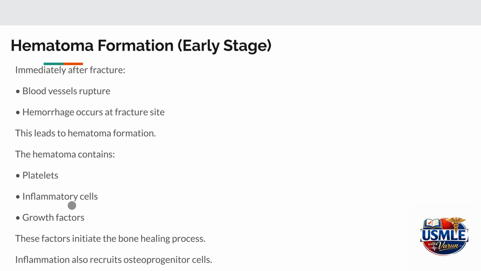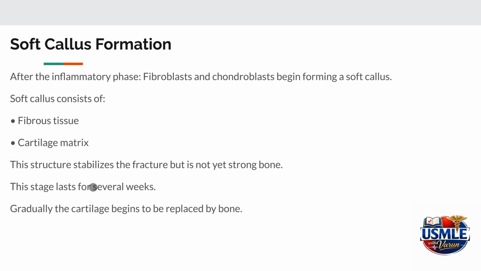and growth factors. These substances initiate the healing process by stimulating inflammation and recruiting progenitor cells that will eventually differentiate into bone-forming cells or osteoblasts. Therefore, although the hematoma represents an injury response, it is actually an essential step in initiating bone repair.